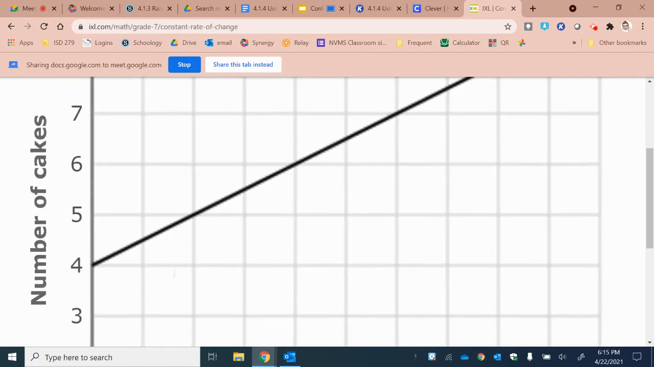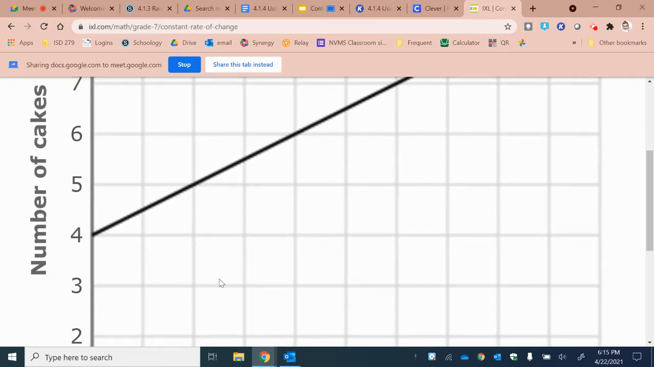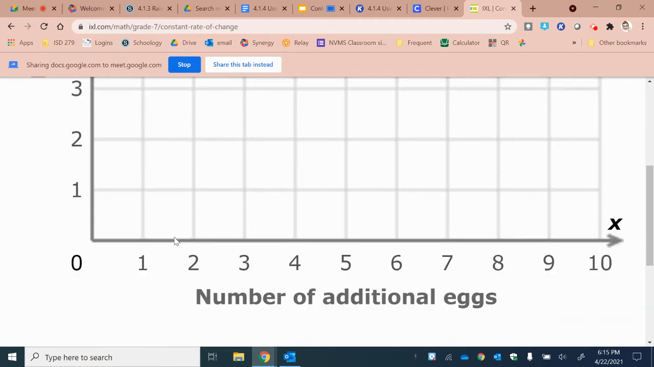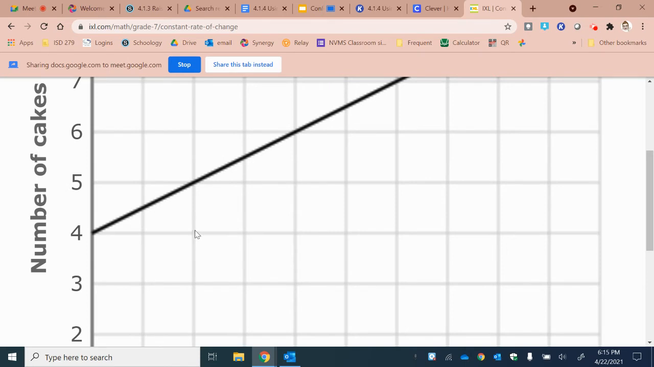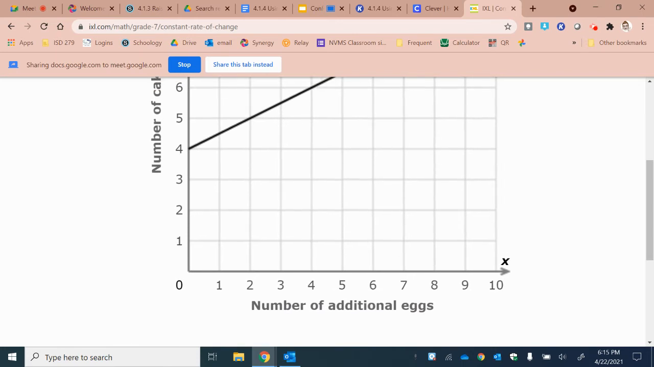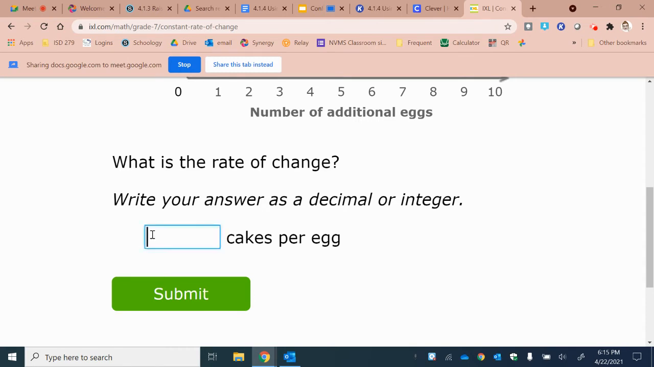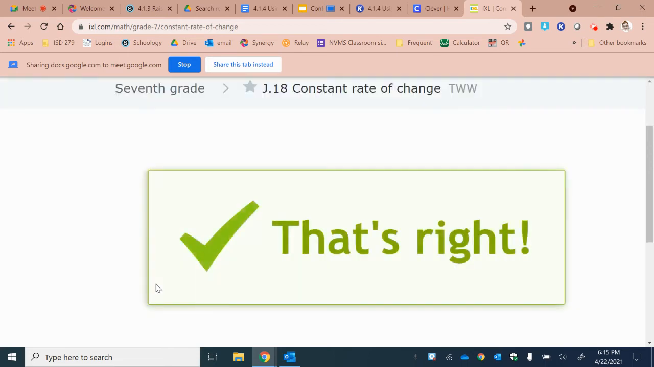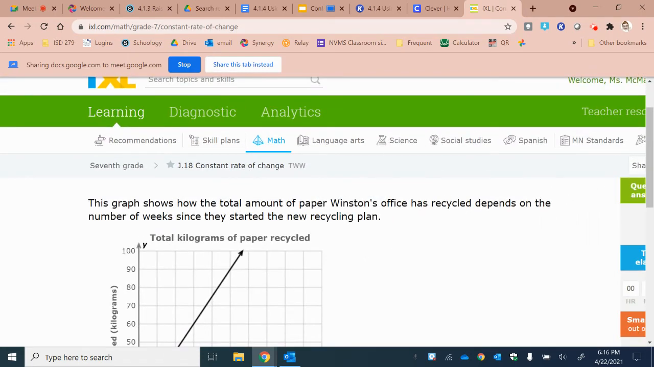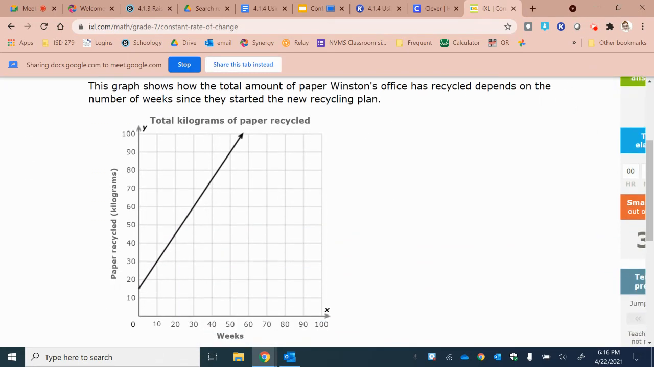So for example, I see the point 0, 4, and then I see this point right here, 5, 2. So I know in this problem that I went 2 to the right, so that means I increase 2 eggs, and then I add 1 cake. So that means that I have 1 cake for every 2 eggs. So 1 over 2, 1 divided by 2, and then it says I have to answer as a decimal or an integer, so I know 1 divided by 2 is 0.5. There we go. Remember, you're always doing the change in y over the change in x.